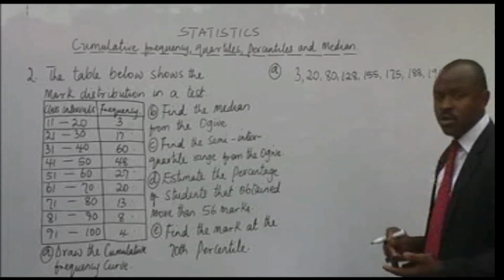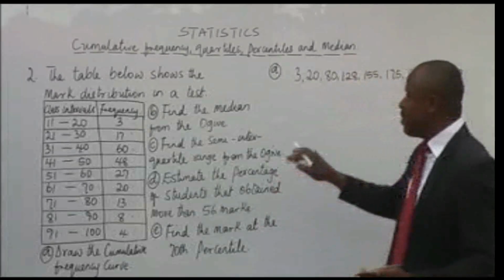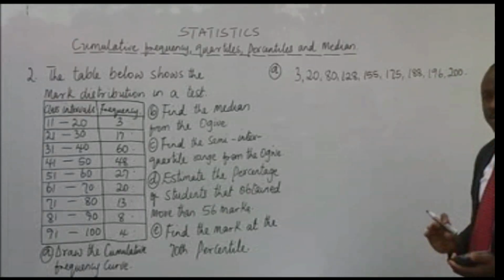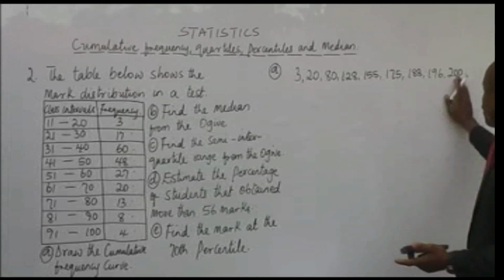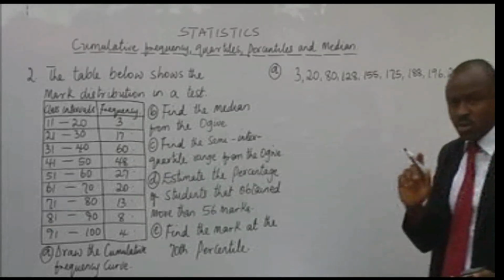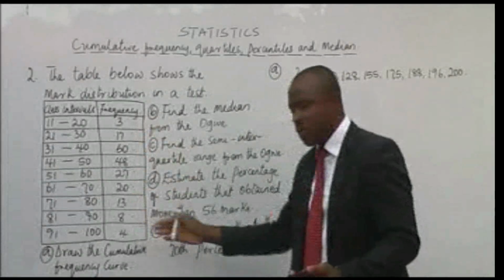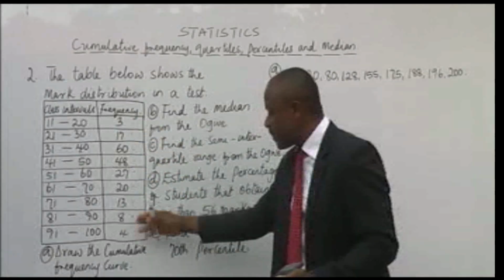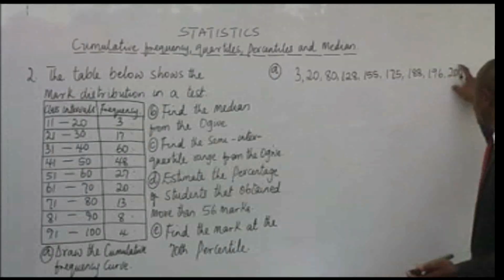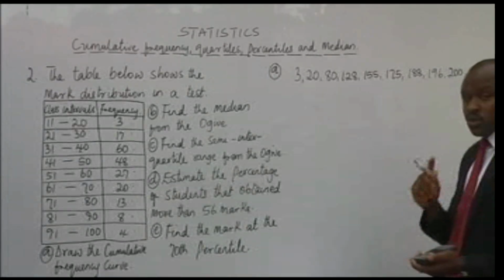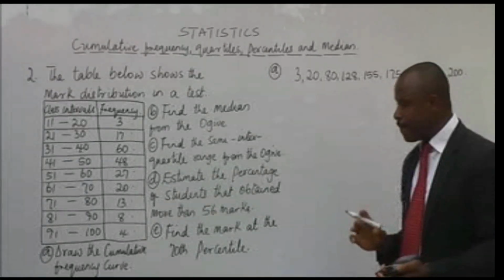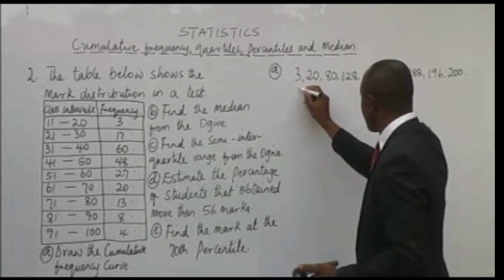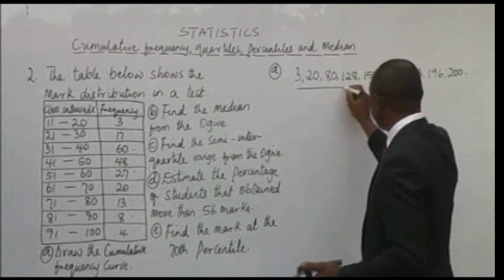I have always told you, whenever you find your cumulative frequencies, the last number must be equal to the sum of the frequencies. What I mean is that if you sum up all these frequencies, it's going to give you 200. That shows you that you are correct. Now, provide the table.